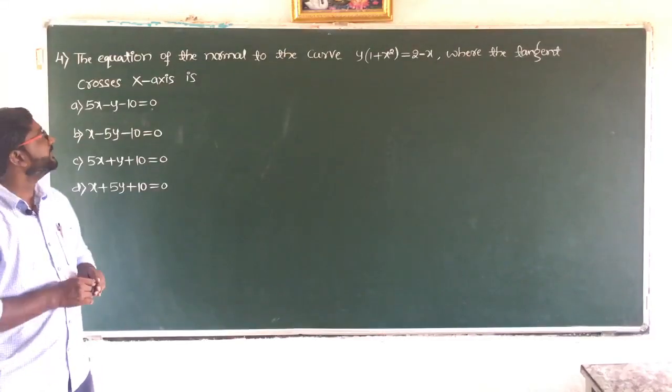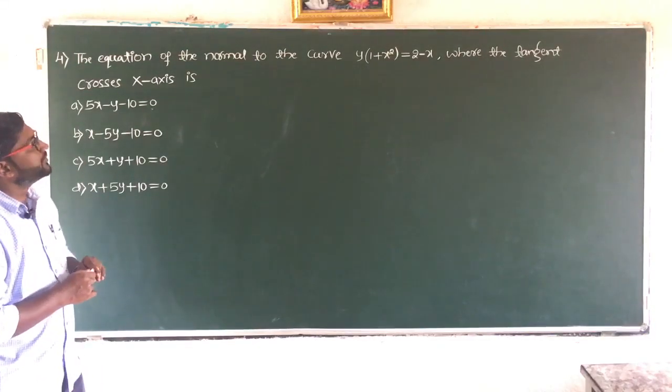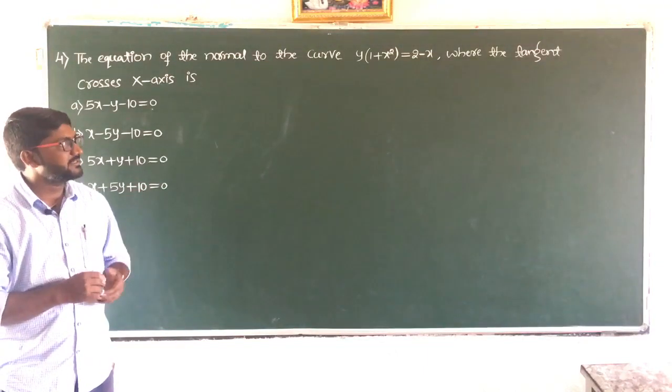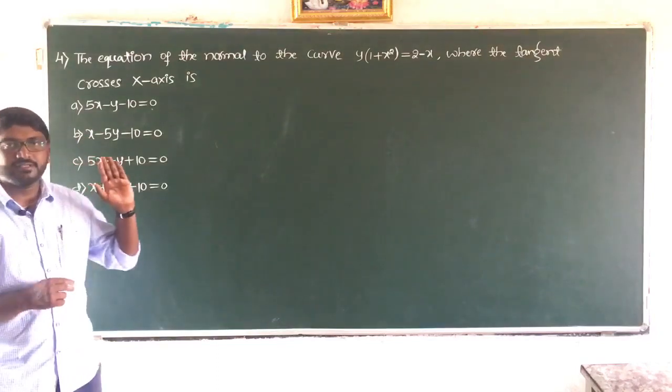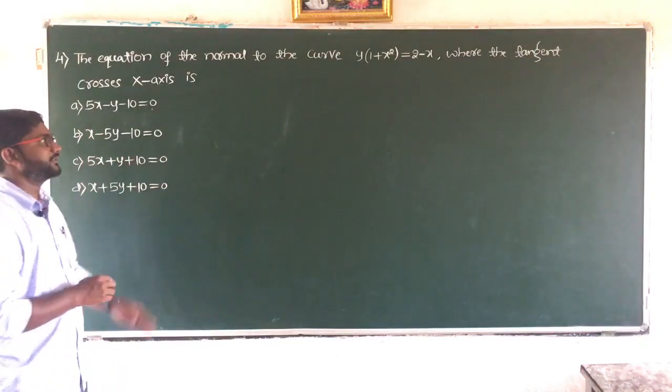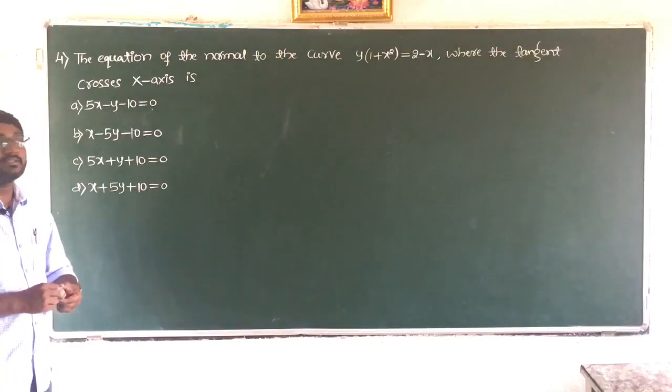So let's solve the next question. The equation of the normal to the curve y into 1 plus x square is equal to 2 minus x, where the tangent crosses the x axis is. So he has given the 4 options. So let us solve this now. This was asked in 2016.